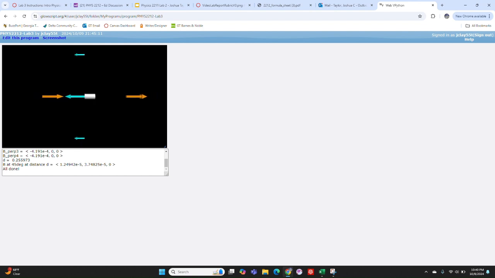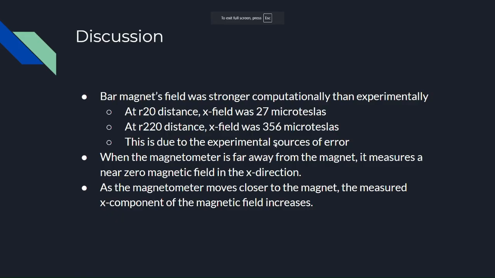bar magnet in the middle, and we see in blue perpendicular observations of the magnetic field. In orange are parallel or on-axis observations of the magnetic field. And in magenta, at the top, you can barely see that 45-degree angle magnetic field measurement. So the bar magnetic field was stronger computationally than experimentally.